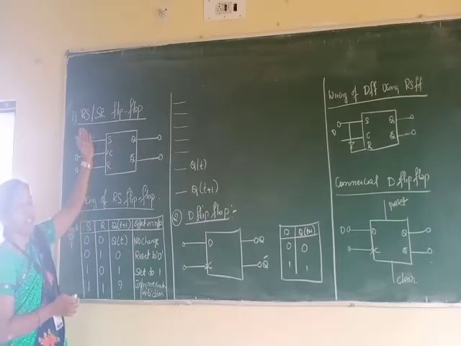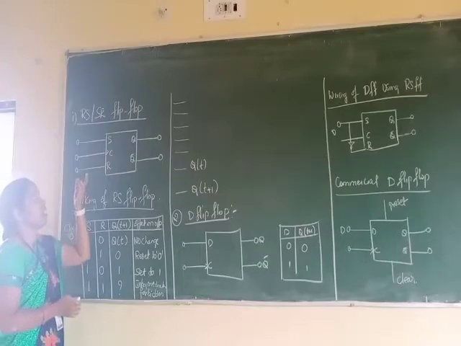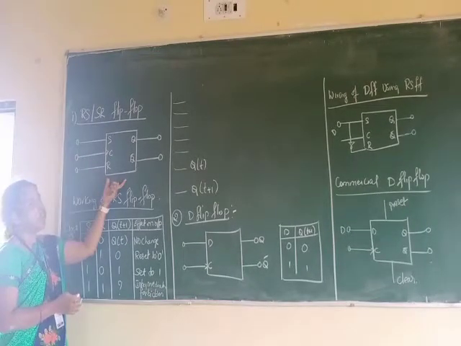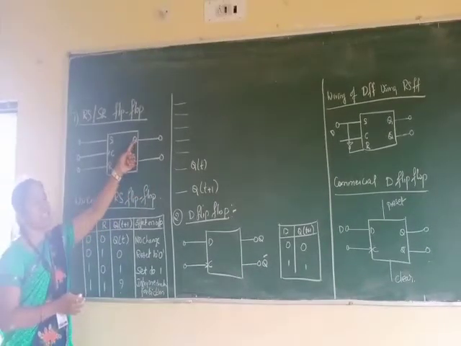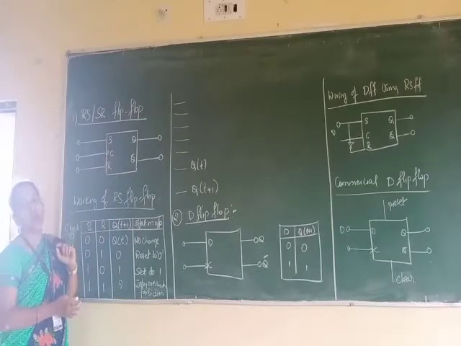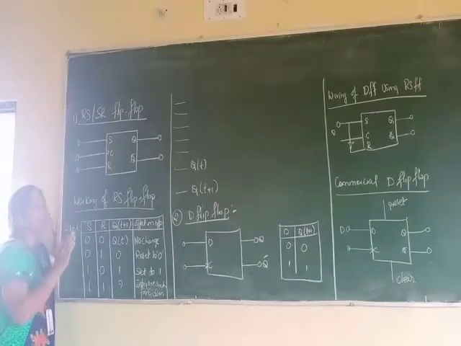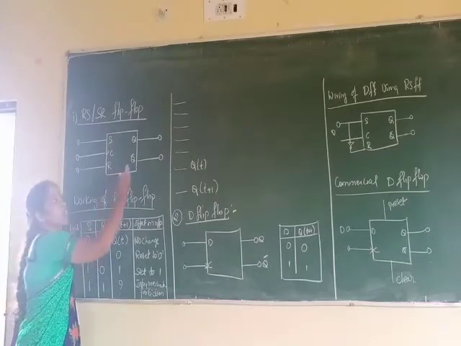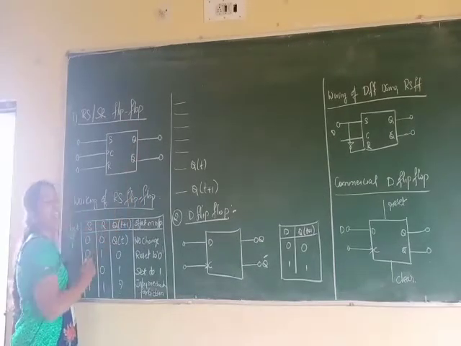Under that, the first one is the RS or SR flip-flop. A flip-flop takes inputs and generates outputs, where one output is the complement of the other output. The RS flip-flop takes 3 inputs and generates 2 outputs, where one output is the complement of the other.